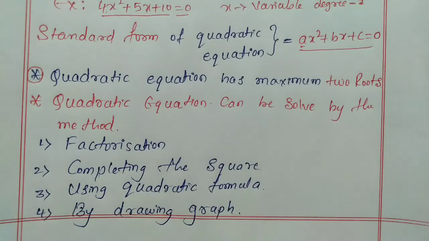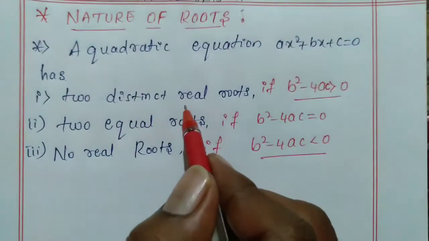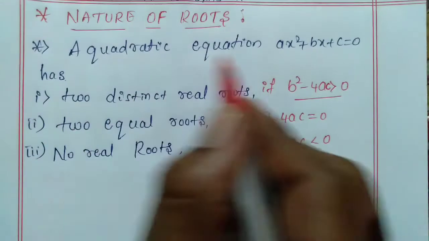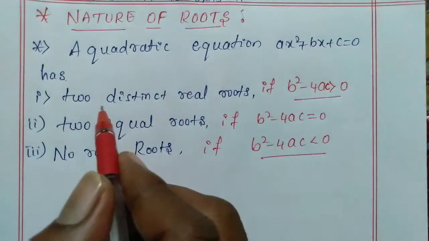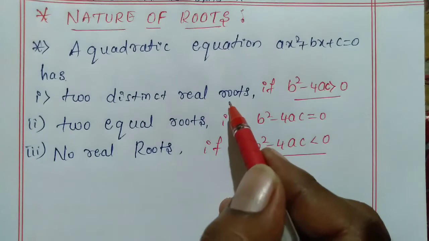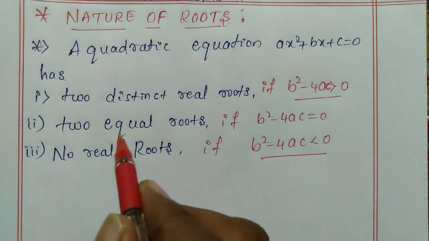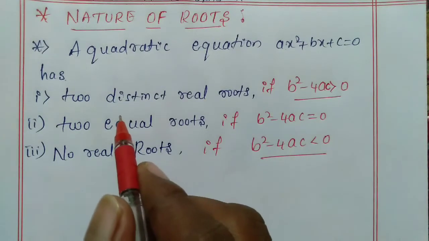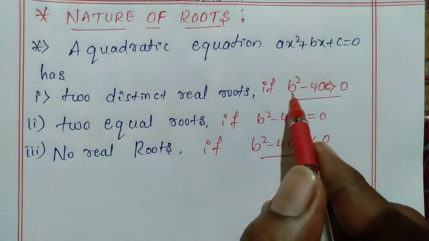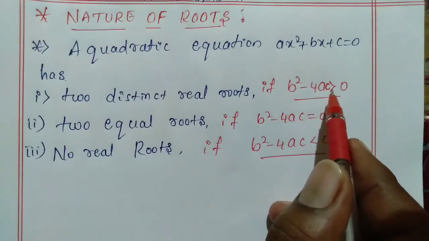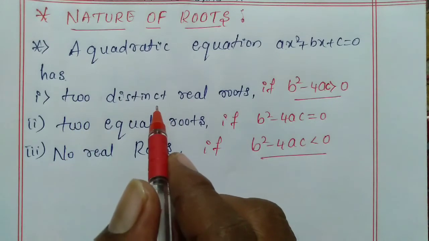Next I will go to the nature of roots, which means how the roots behave. For example, a quadratic equation in the form ax square plus bx plus c equal to 0 has two roots. When b square minus 4ac is greater than 0, we get two distinct, that is different, real roots.